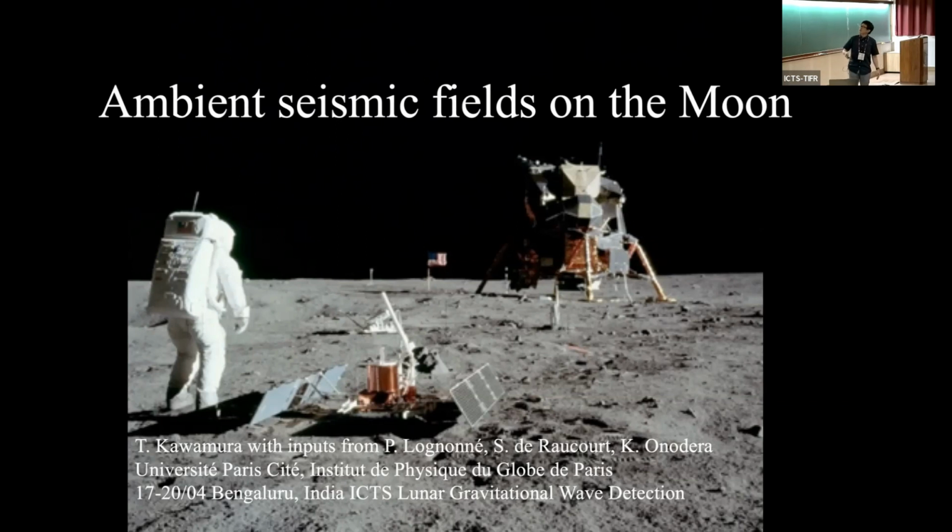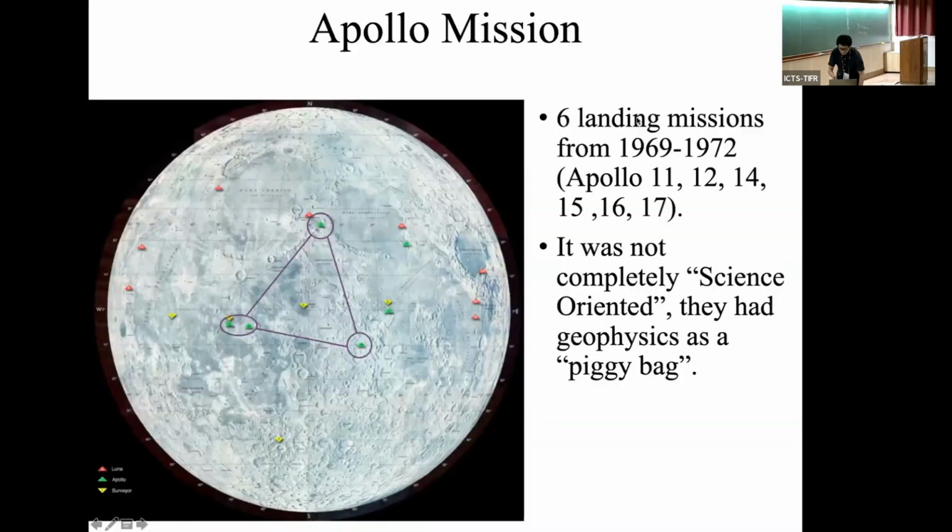Especially the seismic observation. I just want to remind you what the Apollo mission did. It was a mission from 1966 to 1972. There were 6 landings, and 5 of them carried a seismometer. I will go into details. And I should remind you, it was not really a scientific mission, but science was just a piggyback. But still, it gave us lots of information on the moon, which is still important today.